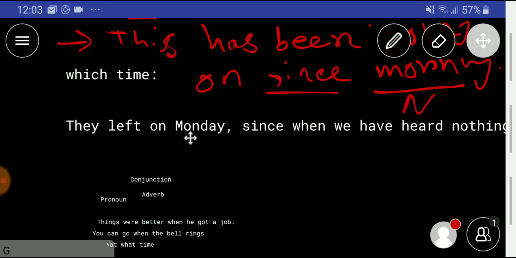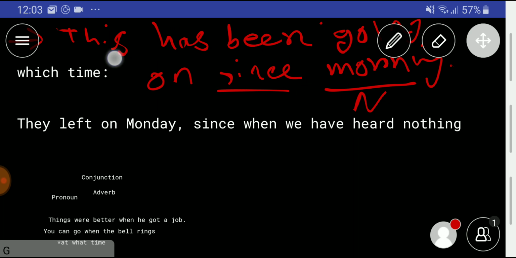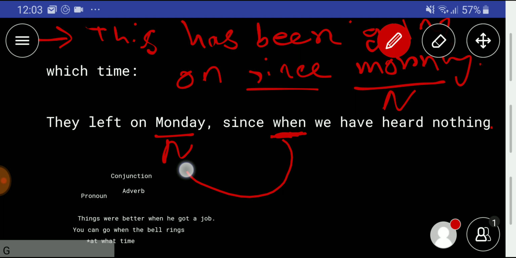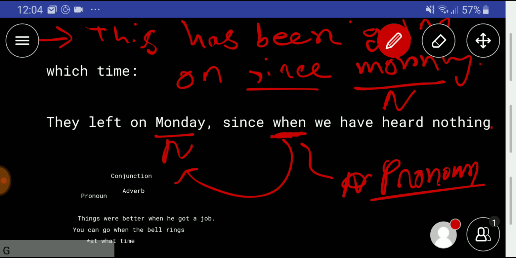They left on Monday. Since when? We have heard nothing, right? Look at here. Monday is a noun, right? Since when? Here, "when" is indicating this noun. That is why here "when" is a pronoun, right?